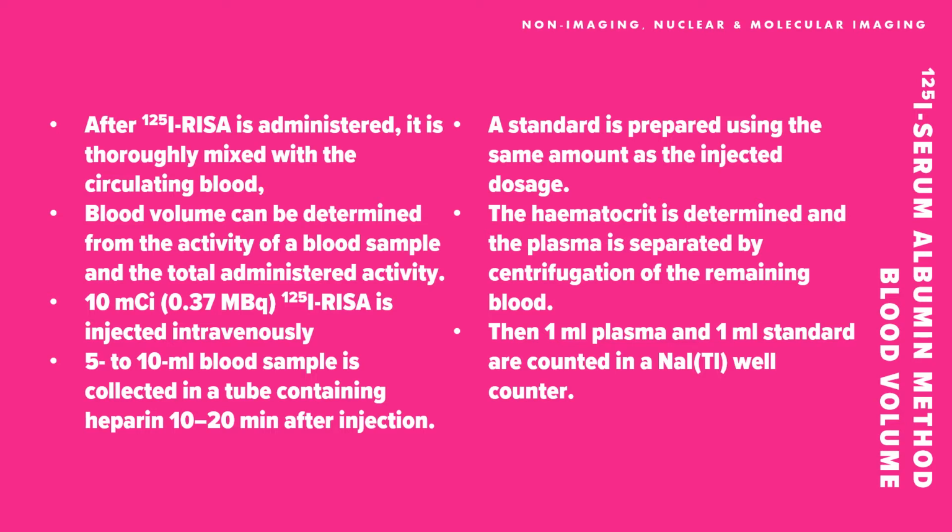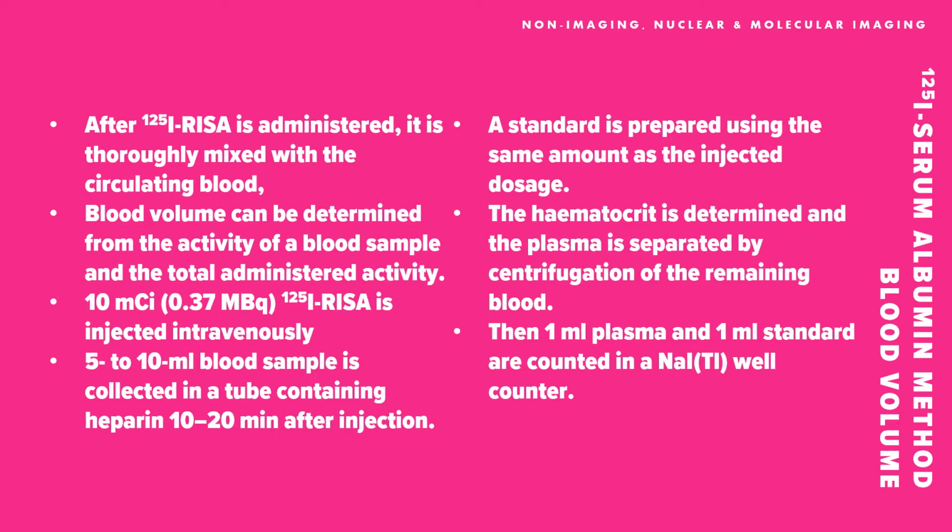Okay, and of course, you're going to use a standard of the same amount as the injected dosage to measure. So usually, we're going to have our standard curve to compare with, so that you will know how much signal the blood has, and you determine from there. And then you're going to determine the hematocrit, and also the plasma will be separated.